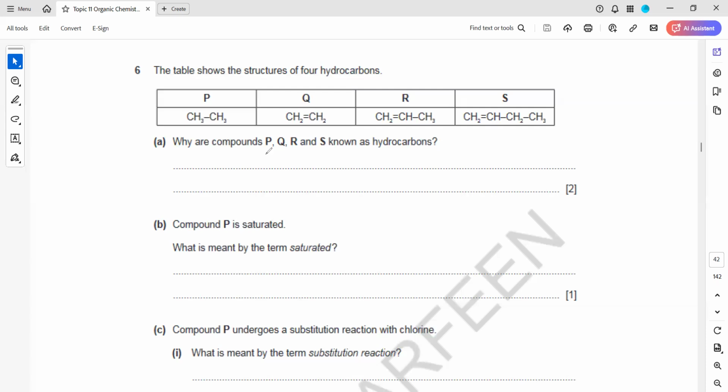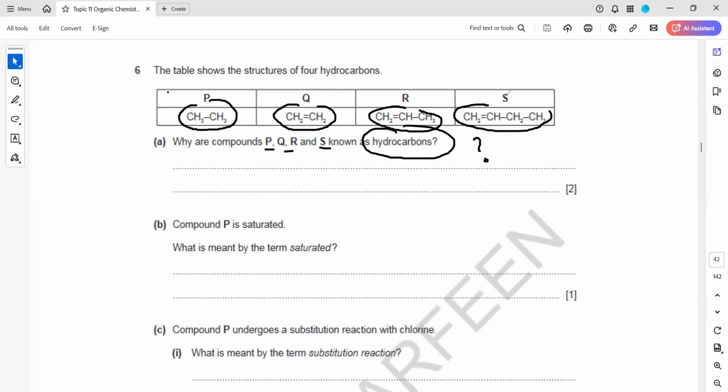Why are the compounds P, Q, R, and S known as hydrocarbons? What is the reason for that? You can see they contain carbon and hydrogen only. So if a compound contains carbon and hydrogen, we call it a hydrocarbon. There is no other element present.